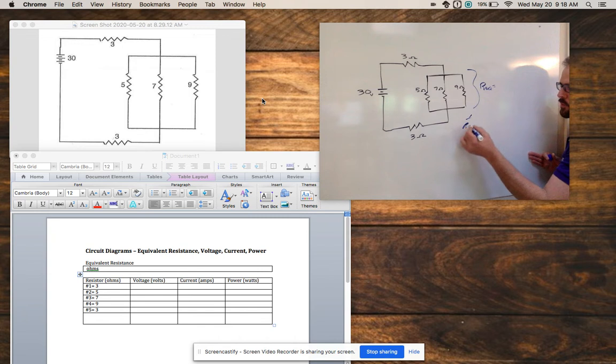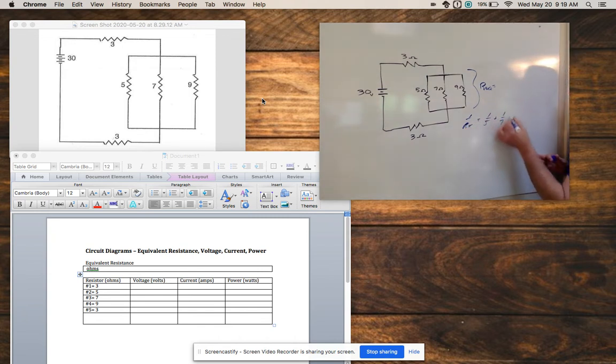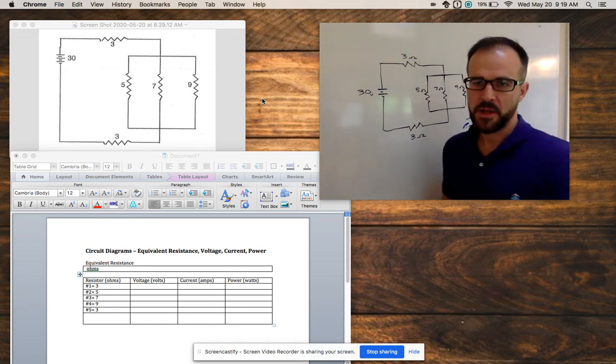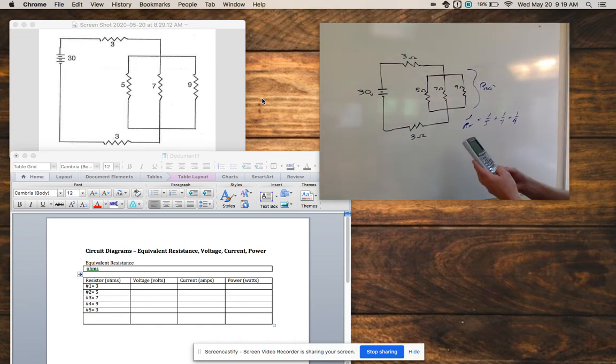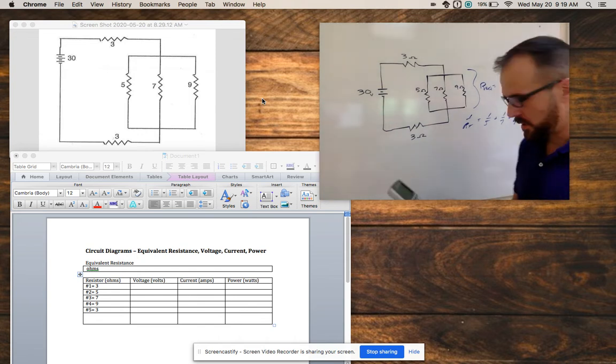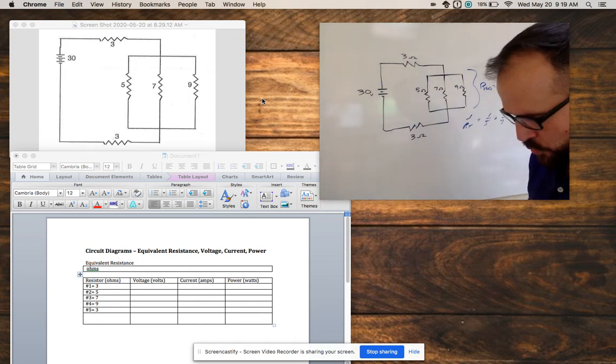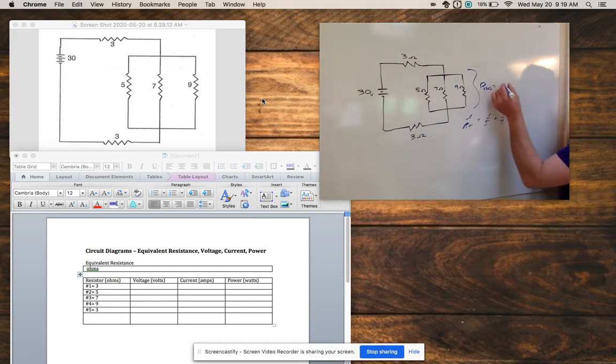1 over what we're looking for is 1 over 5 plus 1 over 7 plus 1 over 9. Now, I definitely don't feel like finding a common denominator, so I'm just going to go with the calculator version. I'm going to go with 5 x to the negative 1 plus 7 x to the negative 1 plus 9 x to the negative 1. Get my answer, x to the negative 1, to flip it over, and 2.2. So resistance of this section, 2.2 ohms.